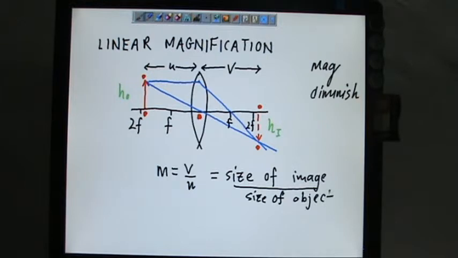So when we make a comparison, we are actually doing some kind of ratio. You can look at this: this is a ratio of the image distance over the object distance. For example, if your U is 2 and your V is 8, then your linear magnification is 8 over 2, so it's 4 times larger.